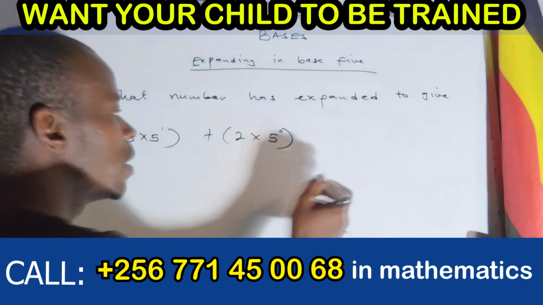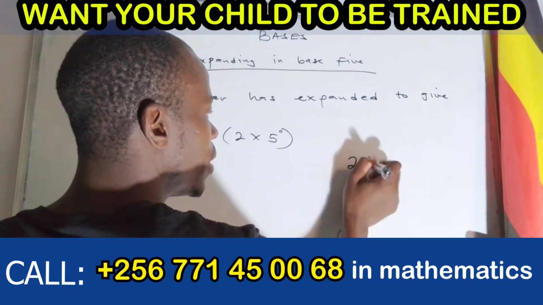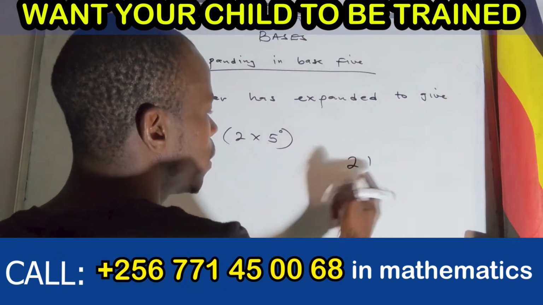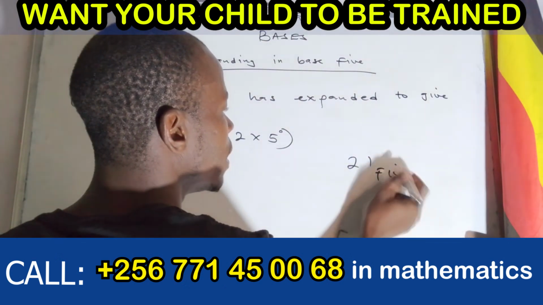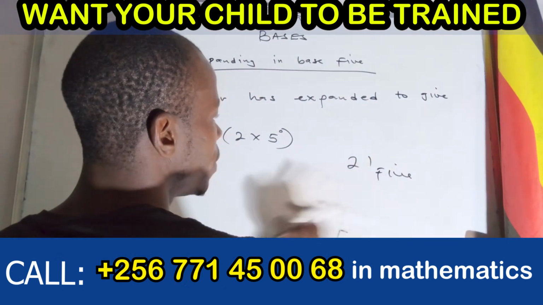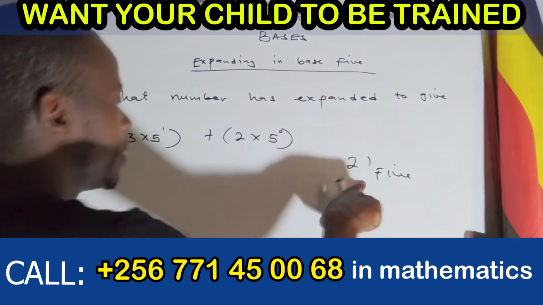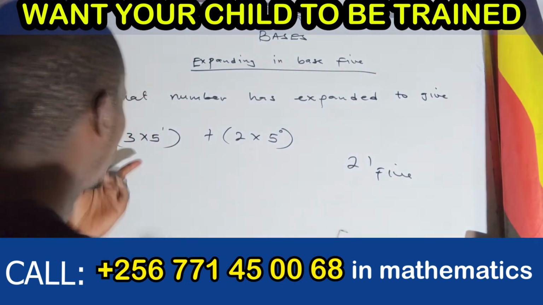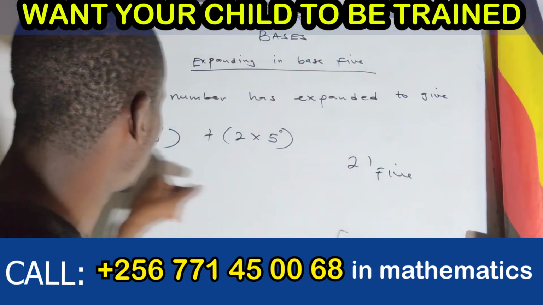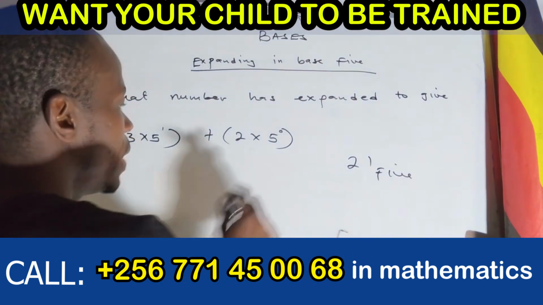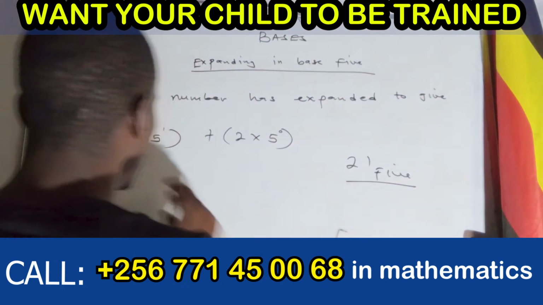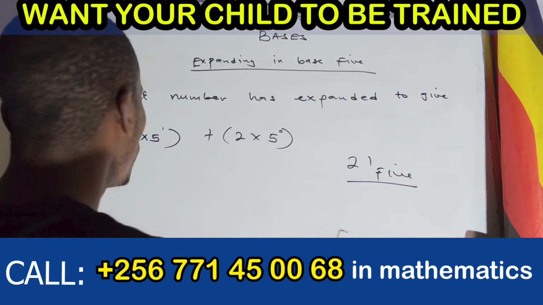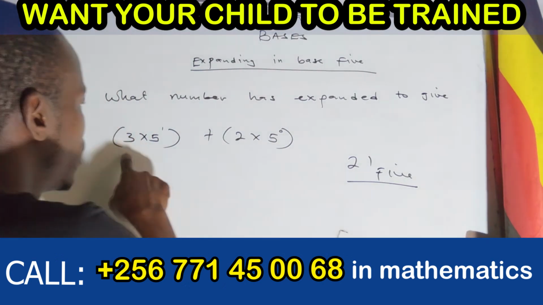For example, we have 21. But if they expand, you have to make this form. If they tell you to expand 1, 2, base 5, in the standard expanded form, you have to do like this. So they have given this format, to bring it into this format. So you want to change this format to this one. So they're asking what number has been expanded to give this.